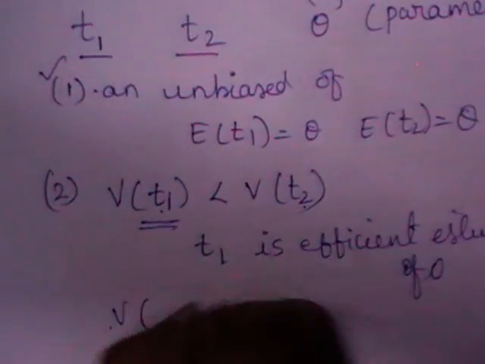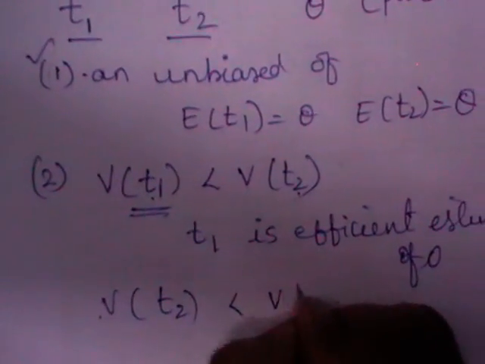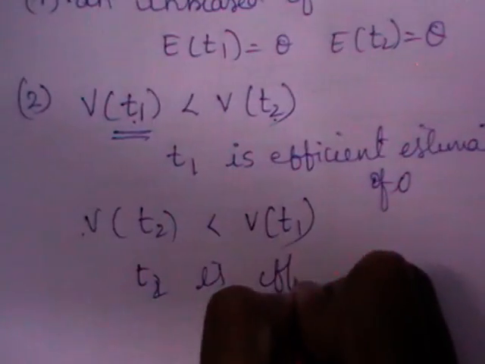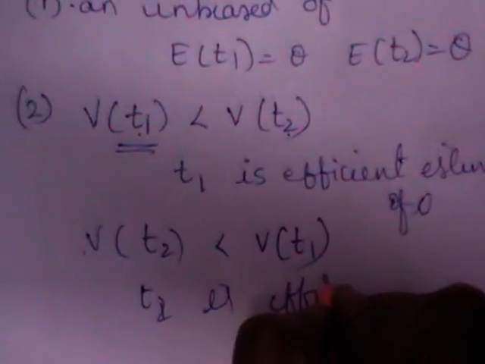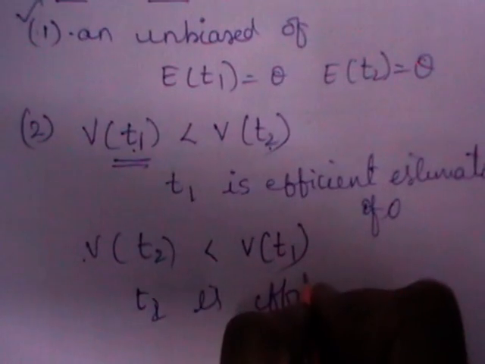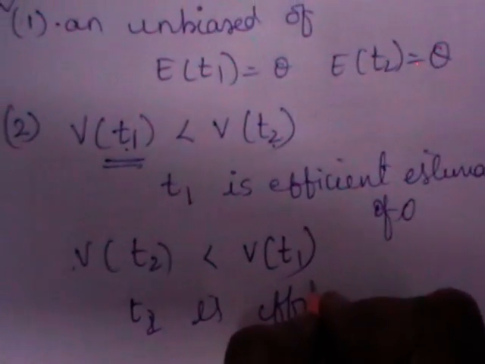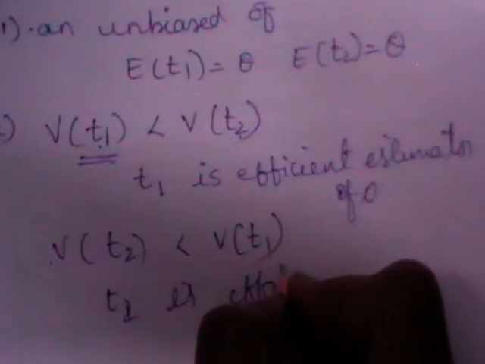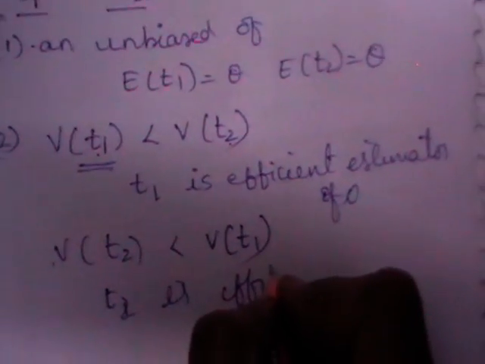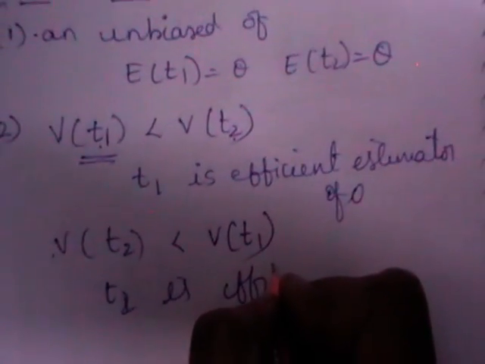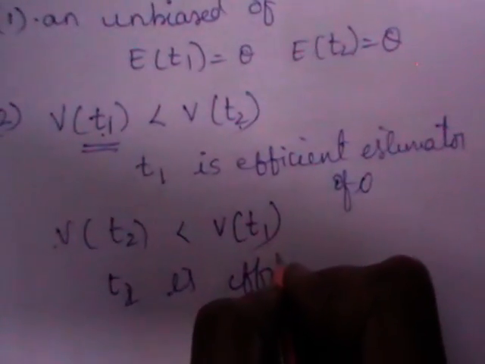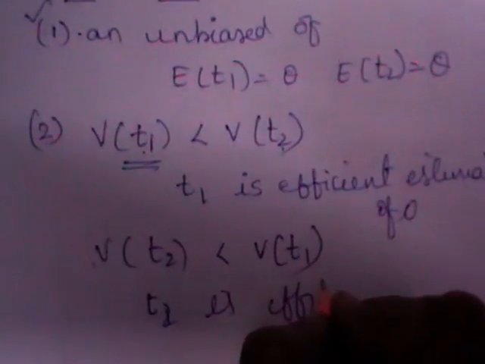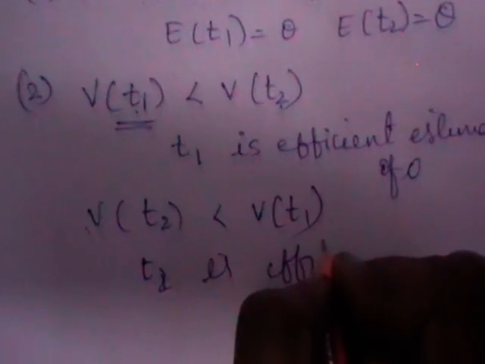If instead the variance of T2 is less than the variance of T1, then we call T2 the efficient estimator of theta. So when do you call an estimator efficient? First of all, it should be an unbiased estimator. Once it is unbiased, you should compare the variances of the estimators. The one with minimum variance is called the efficient estimator. The definition is: in a class of unbiased estimators, the one with minimum variance is called the efficient estimator.